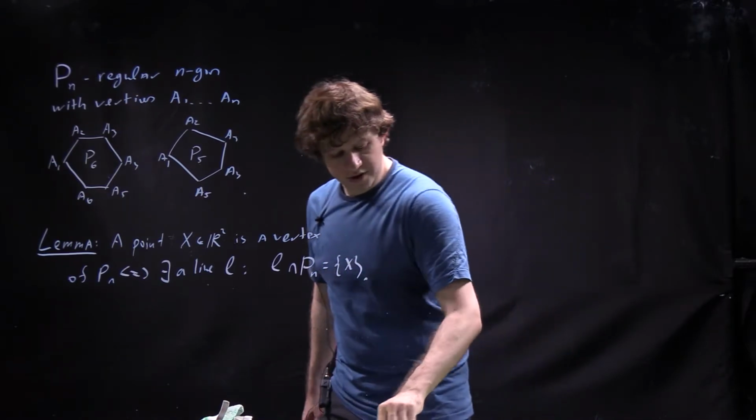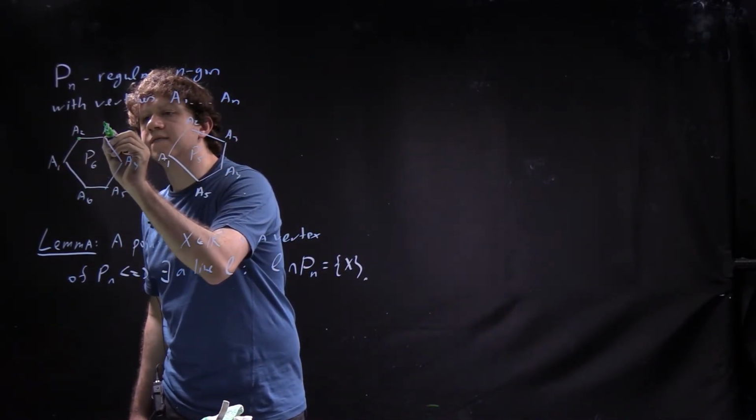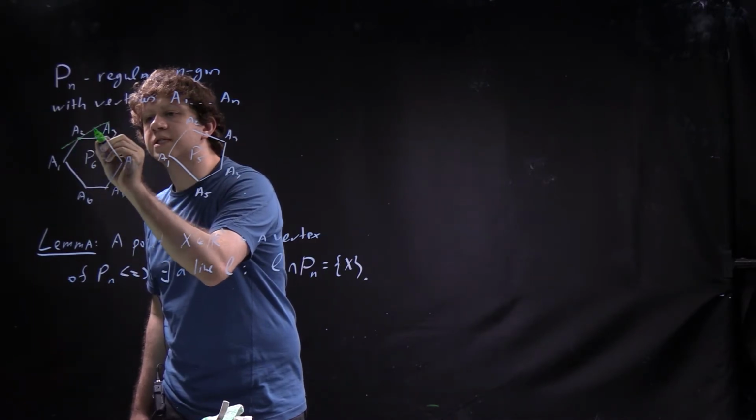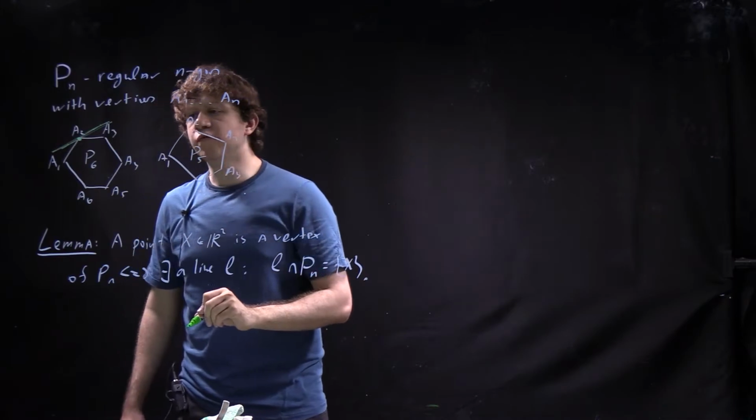So here is a picture. So there exists a line. So a point is a vertex if there exists a line which intersects a polygon only in one point. And the proof is more or less obvious.